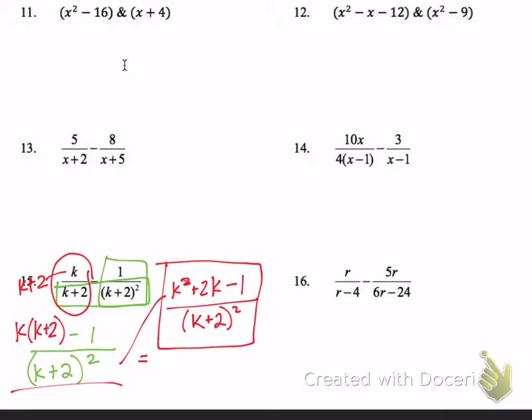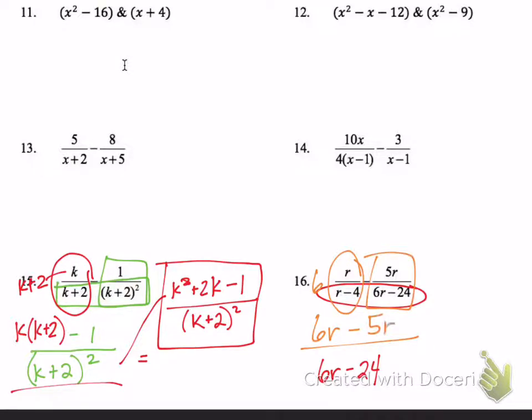Okay, for number 16, the common denominator out of these two is what? 6r minus 24. So for the first fraction, what do I need to multiply this by to make my denominator 6r minus 24? 6. And so I multiply that to the top. That becomes 6r minus, I don't need to do anything to this second fraction, so minus 5r. Then I combine the top. 6r minus 5r is just r over 6r minus 24.